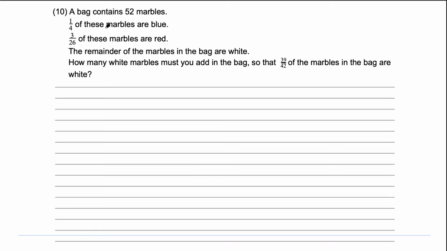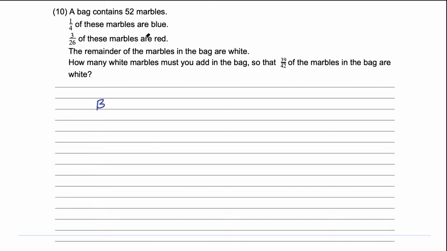Okay, question 10 says a bag contains 52 marbles. A quarter of these marbles are blue, 3/26 of these marbles are red. The remainder of the marbles in the bag are white. How many white marbles must you add in the bag so that 39 out of 42 of the marbles in the bag are white? Okay, so firstly, let's work out how many are blue.